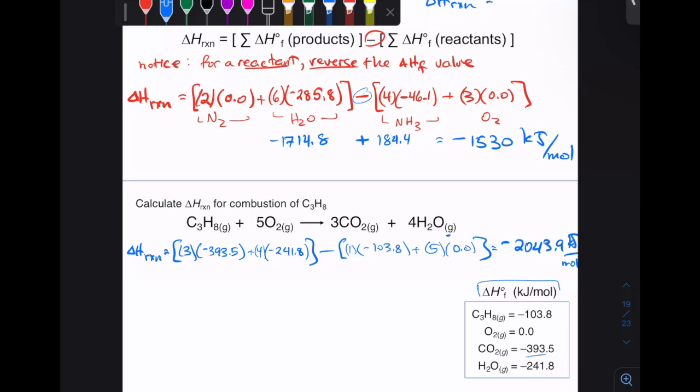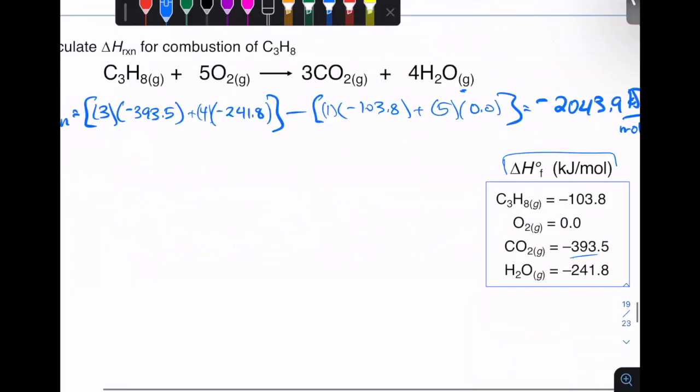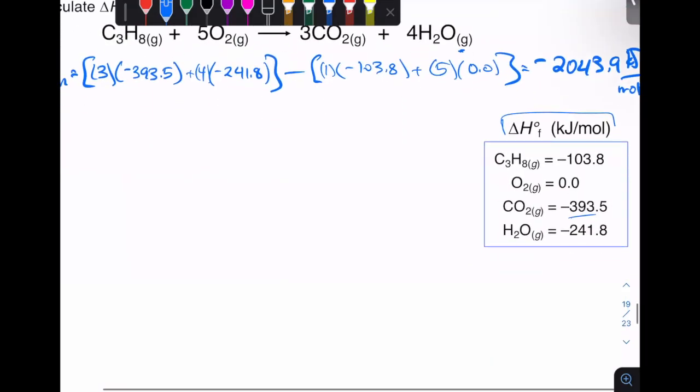Okay, so that's the plug-in chart. But now let me tear this apart and show you again what this is doing with the formation reaction. Now we're not given the formation reactions, okay? But let's see if we can figure out what they might be. What would the formation reaction be for forming 1 mole of propane gas? What do you think it is?